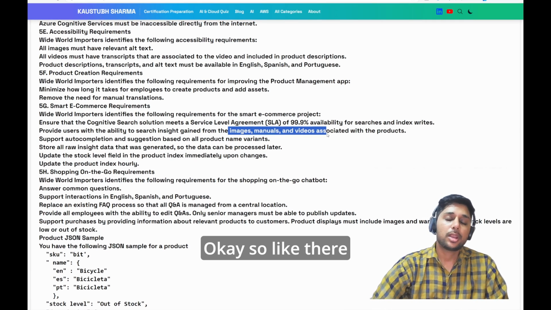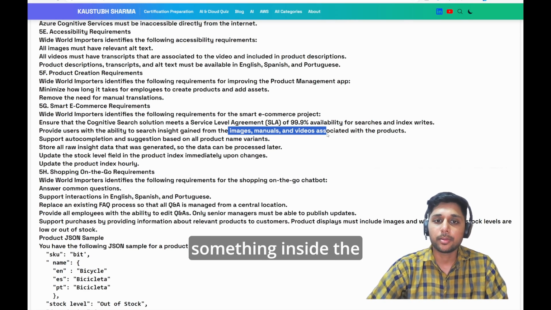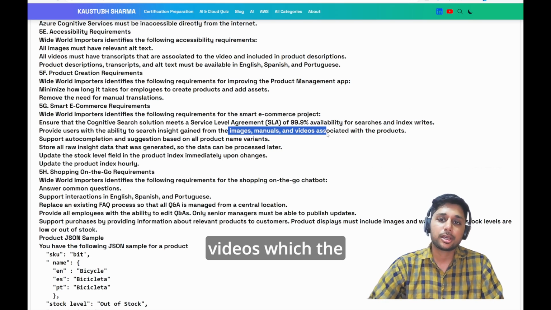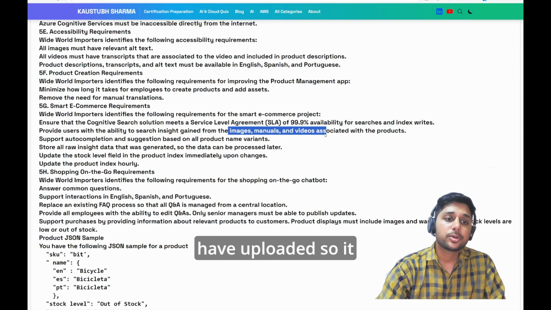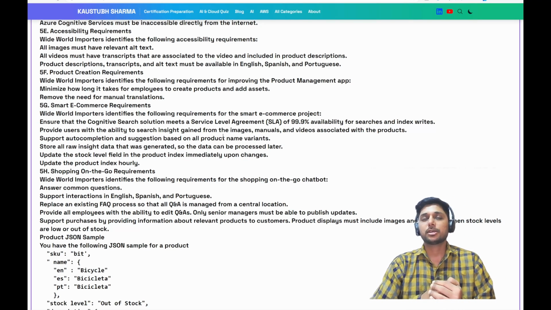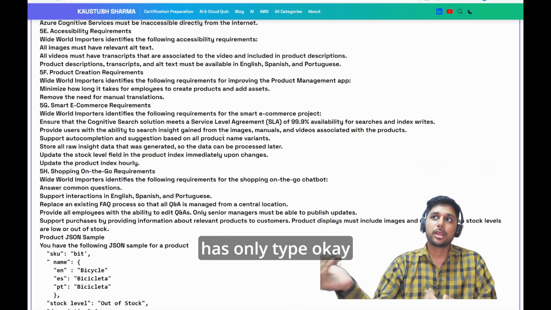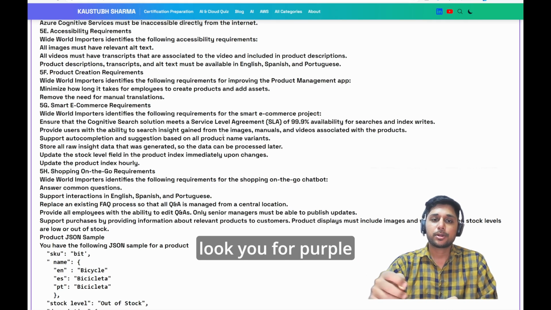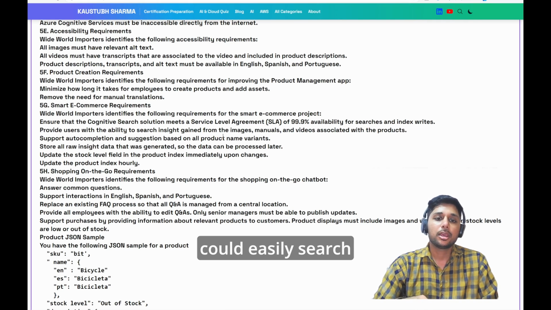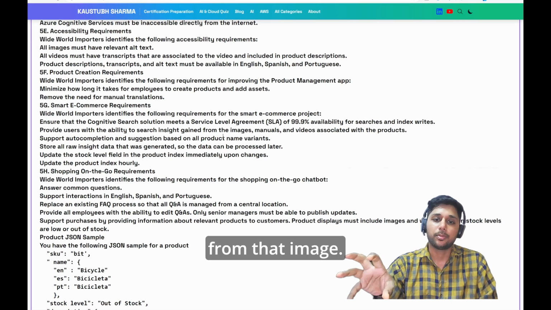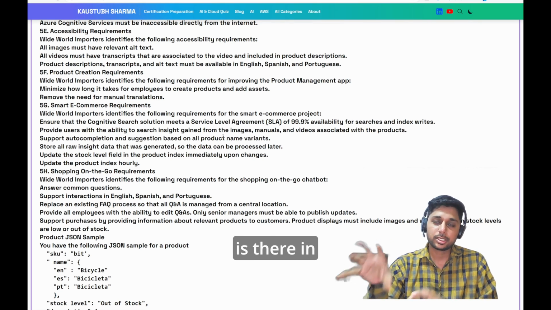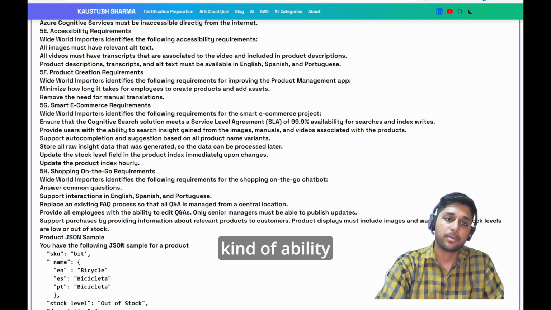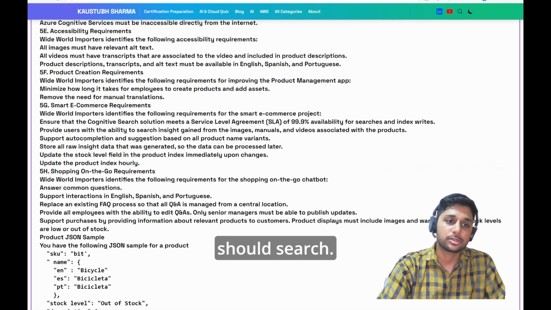If there is something inside the product image or inside the product videos which the employees have uploaded, they should be able to search for it. Suppose they want to search for a purple shirt, but the user has only typed that it is a shirt of this brand. They could easily search using the insights from that image. If there is something in the image, that should be included in the search. We want that kind of ability when users search.